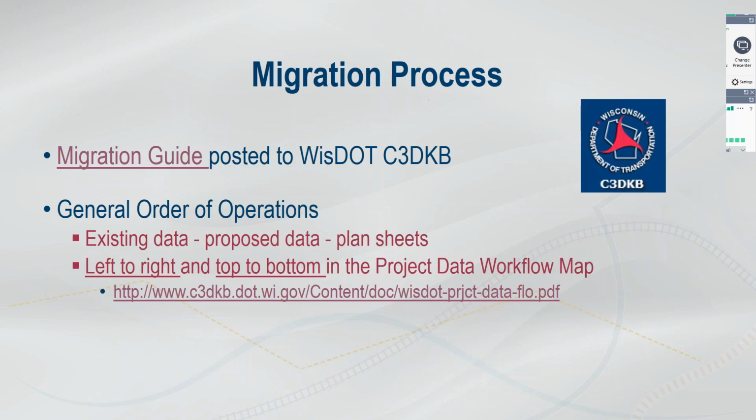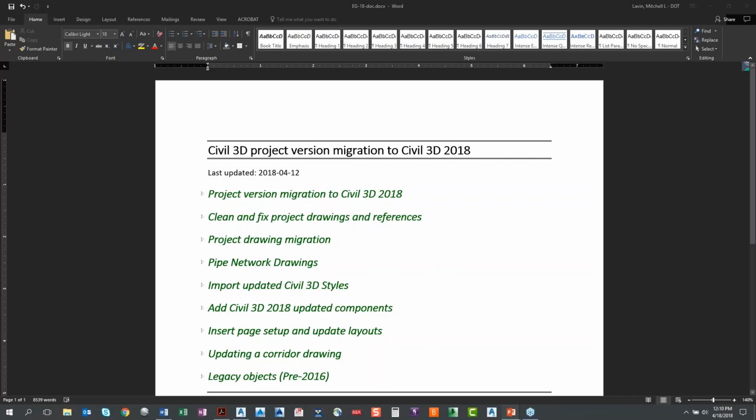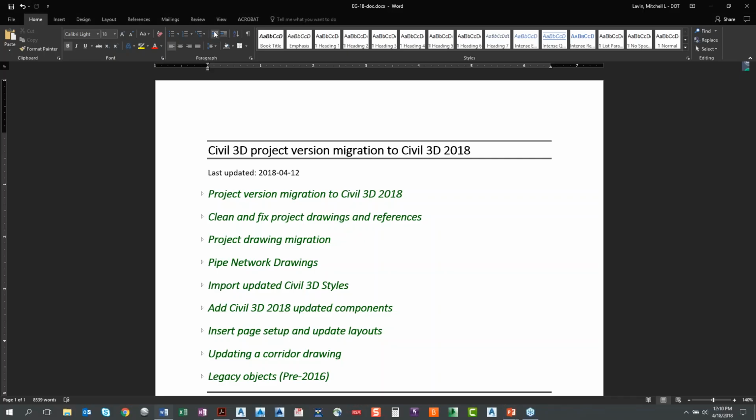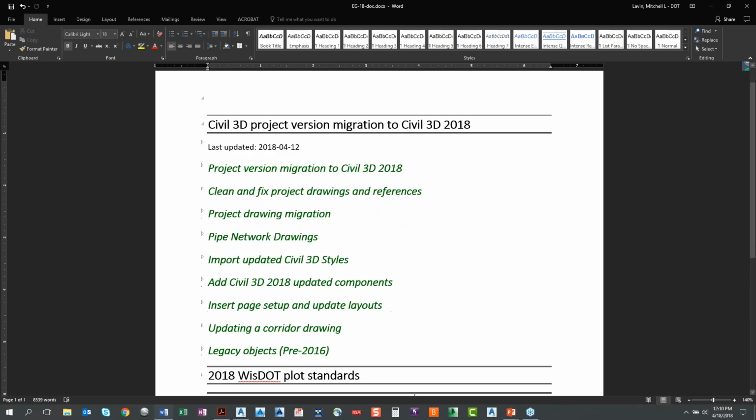So I guess we're now into the meat and potatoes of it. I'm going to briefly talk about the migration process itself. We did put together an in-depth document describing how to completely migrate a project and all of its drawings to Civil 3D 2018. This is just an example of what you're going to see on the knowledge base prior to the release of the Civil 3D customization, so everybody can have it once the customization is pushed out.